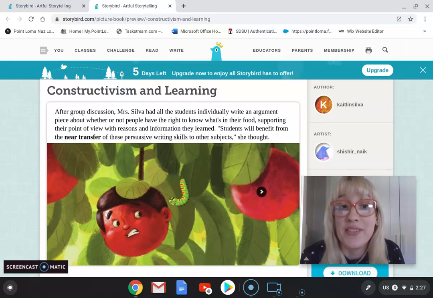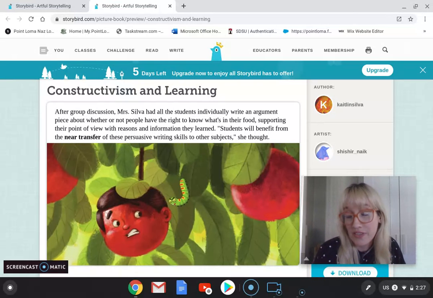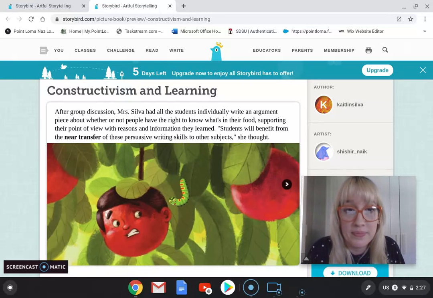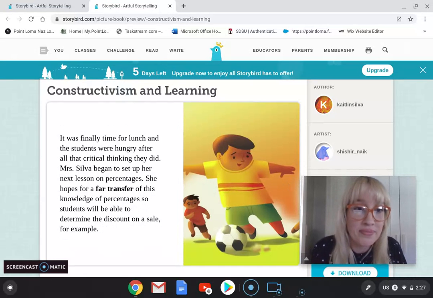So the near transfer is harder, knowledge for the students to transfer. So after this group discussion, far transfer. It was finally time for lunch, and the students were hungry after all that critical thinking they did.